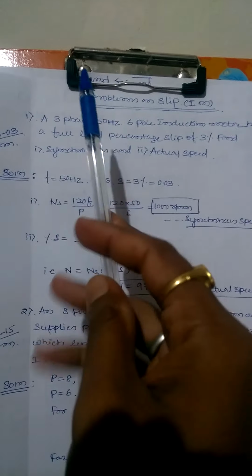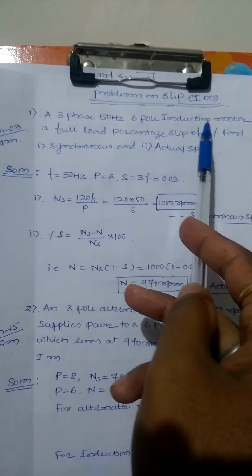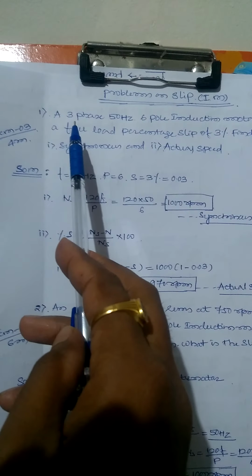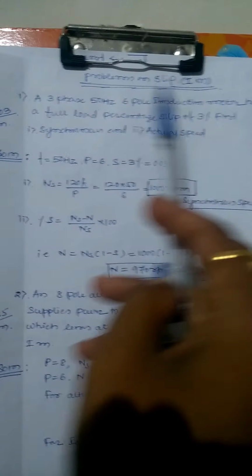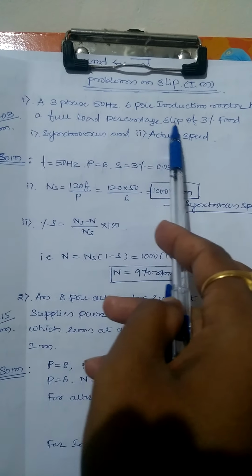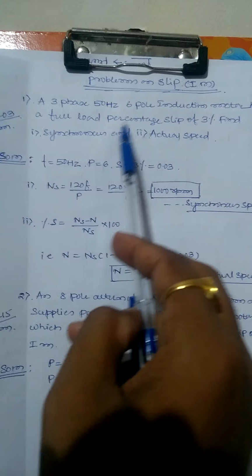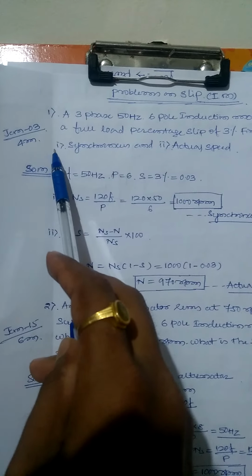Okay, the next video lecture, problems on the slip, that is induction motor chapter. The first problem: a 3-phase, 50 Hz, 6-pole induction motor has a full load slip of 3%. Find the synchronous and actual speed. This is also an exam problem, January 2003, 4 marks.